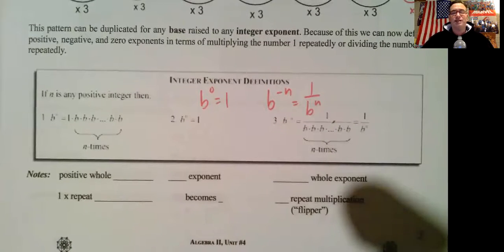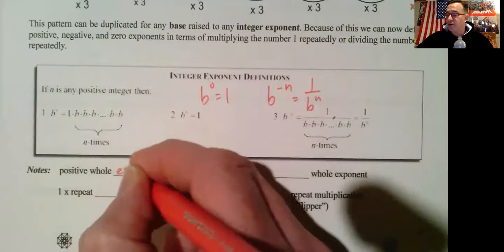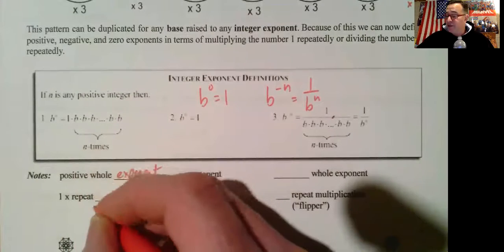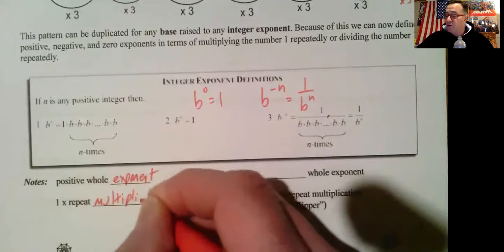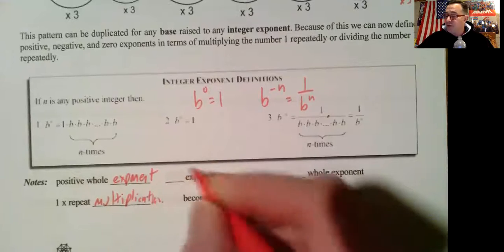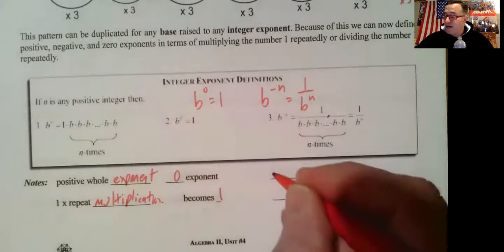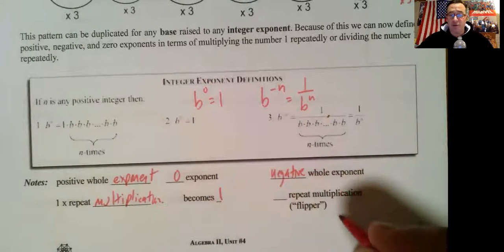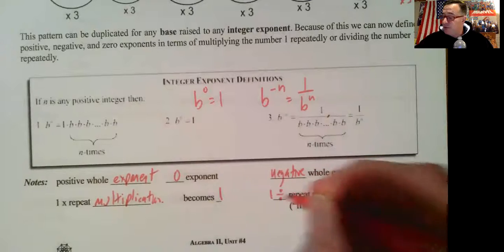I don't know that it's going to be easy to help you, but if I have a positive whole exponent, you have basically your 1 times repeat multiplication. If you've got a 0 exponent, it becomes 1 no matter what. If you've got a negative whole exponent, so a negative number, it is 1 divided by repeat multiplication.